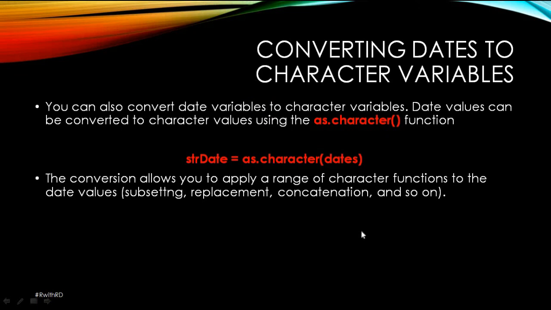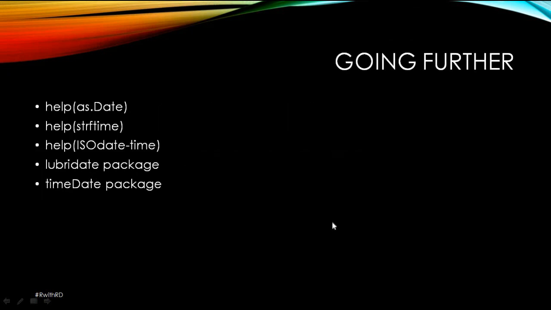So converting dates into character variables. This is quite simple. Let us say this is some name, string date equals as.character, and put the date. It gets converted into a character format. Okay, quite simple. And going further, these are certain things that are quite useful, quite helpful.